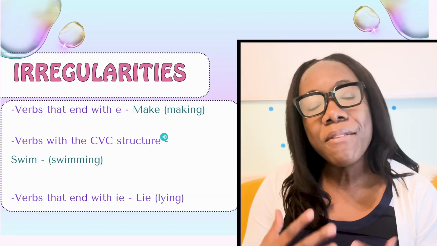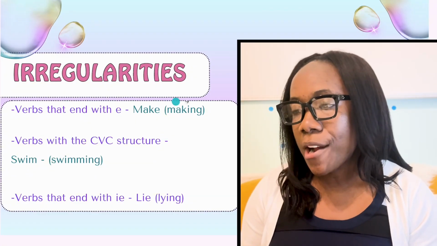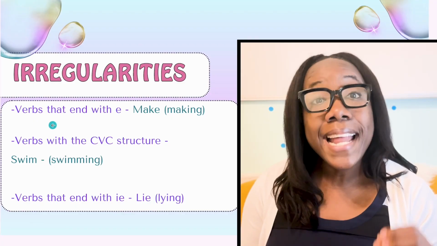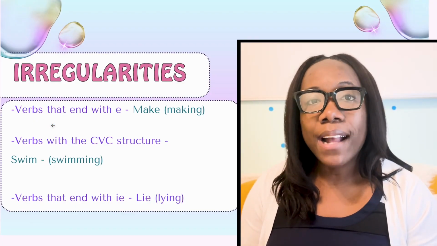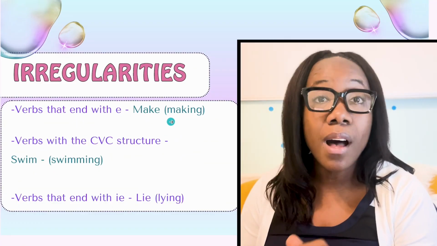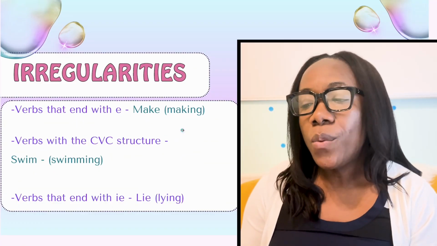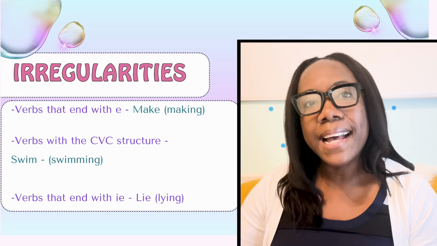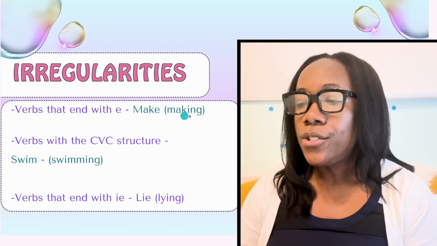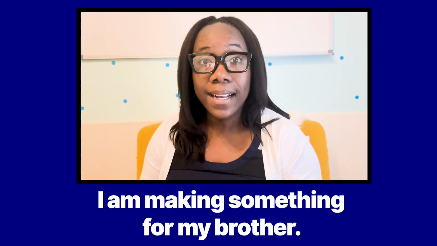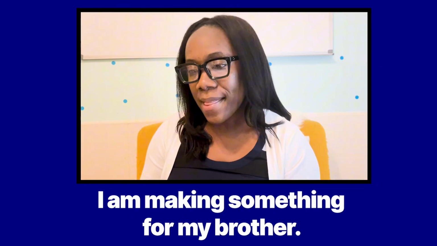Now, there are some irregularities that we have to consider, and these are they. Verbs that end with an E, like organize, socialize, or in the example on the screen, make, we have to first remove the E and then we add ing. So make becomes making. I am making something for my brother.